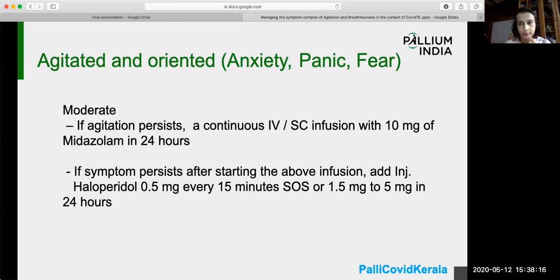Now, if the patient is agitated and oriented, but the agitation becomes moderate or persists, then as I mentioned in breathlessness, you can start a continuous infusion, IV or subcut, of midazolam, started with 10 milligram over 24 hours. If symptoms still persist after starting the infusion, we can add an antipsychotic like haloperidol. You can give 0.5 milligram every 15 minutes as needed, or 1.5 to 5 milligram as an infusion over 24 hours.